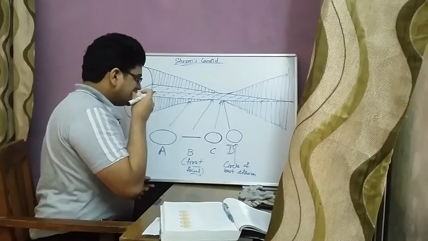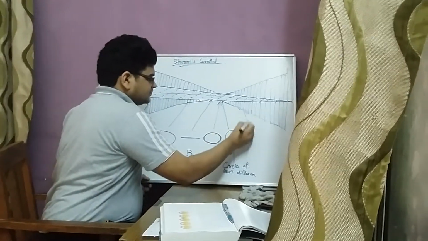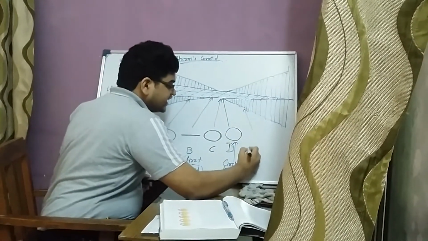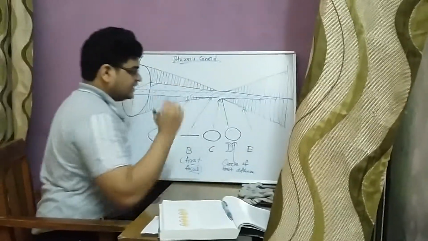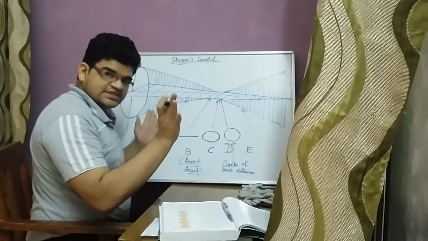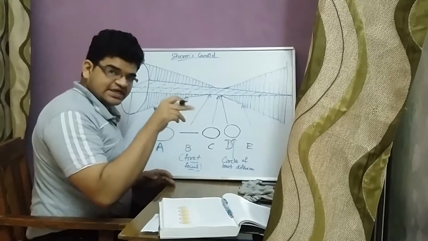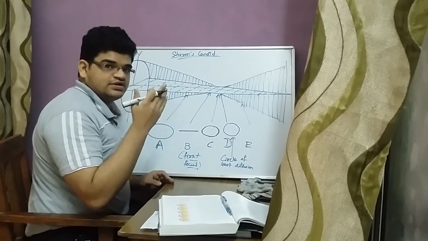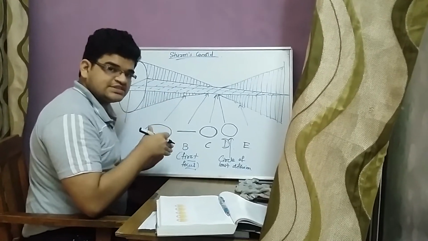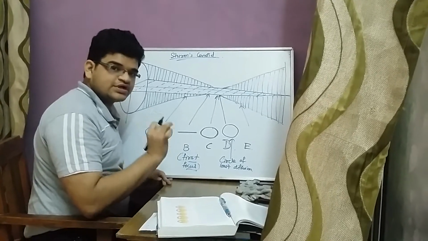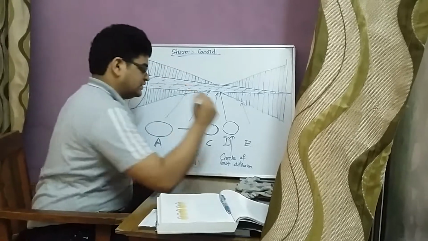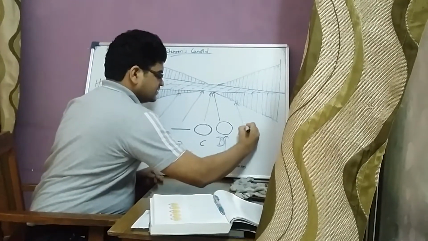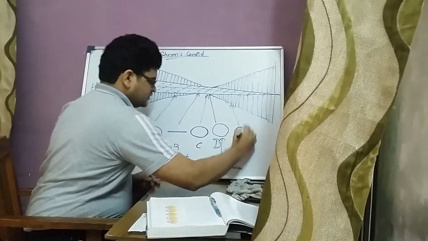Next is point E. At point E, the divergence of the vertical rays is more than the convergence of the horizontal rays. So a vertical oval is formed like this.